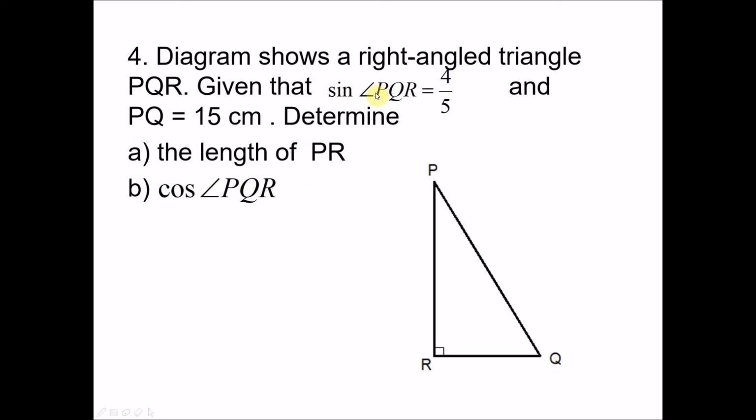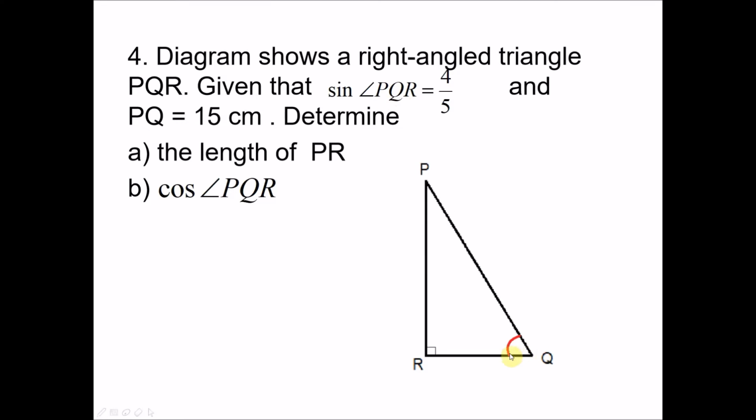Given that sine of the angle PQR, so it's P, since Q is here in the middle, hence the angle is here. This is the reference angle, equals 4/5, and PQ equals 15 centimeters. Determine the length of PR. Find the length of PR and then find the cosine of this angle.